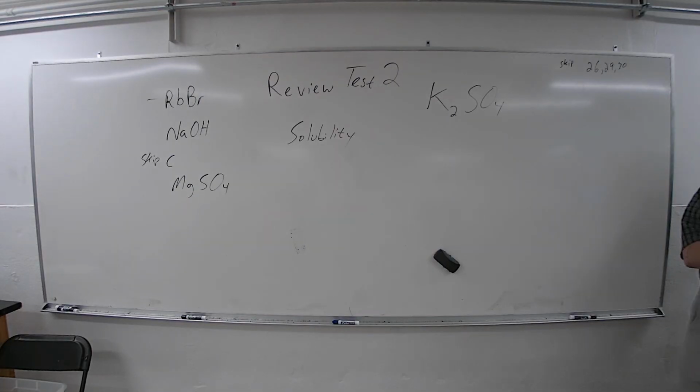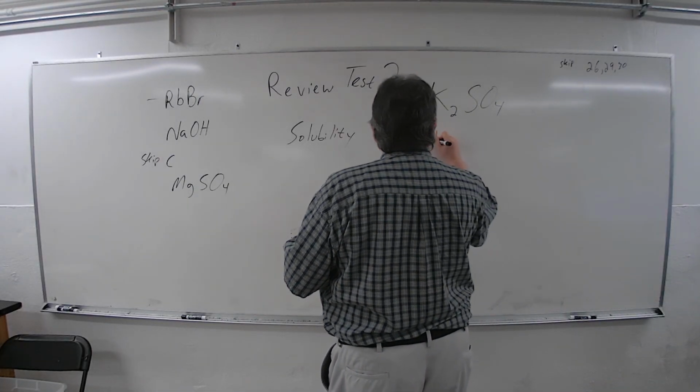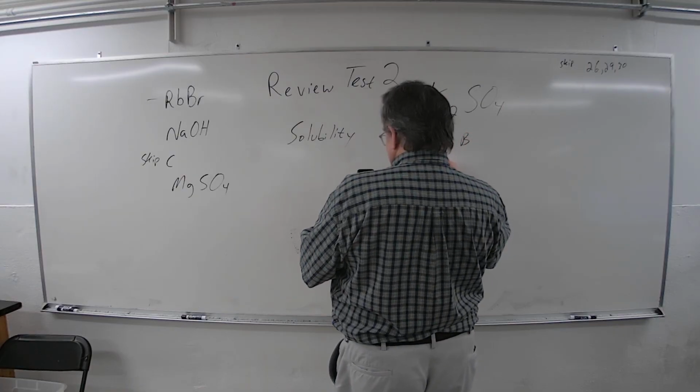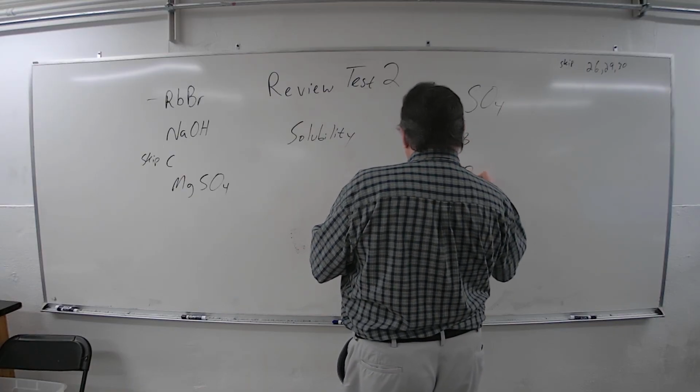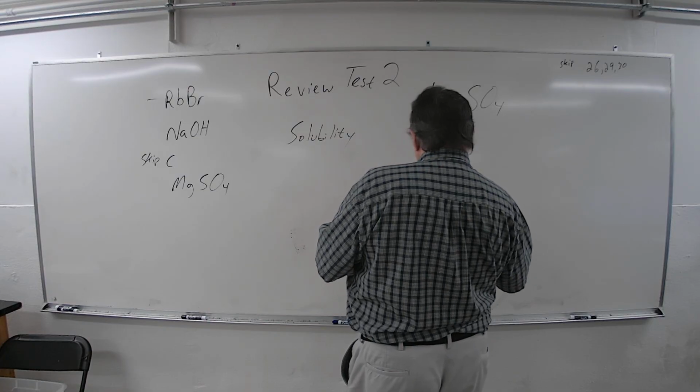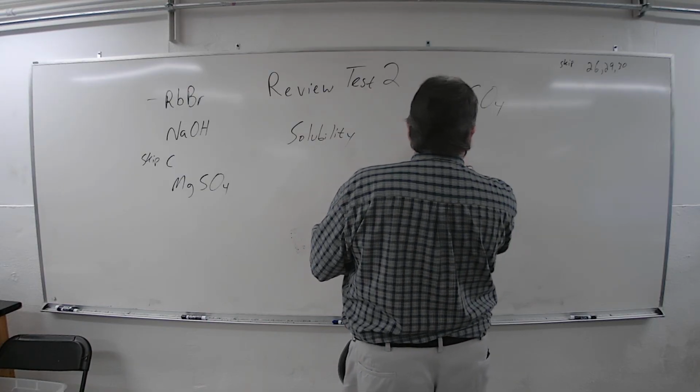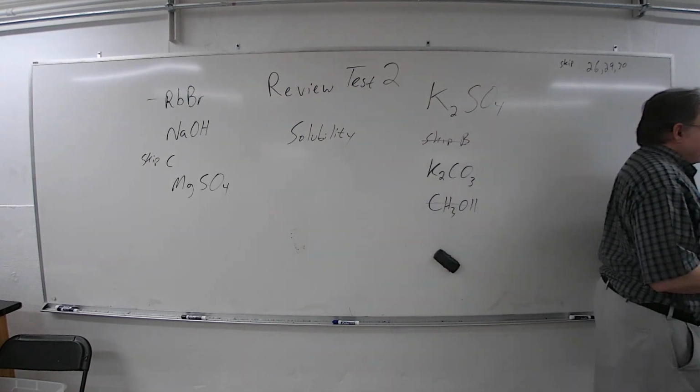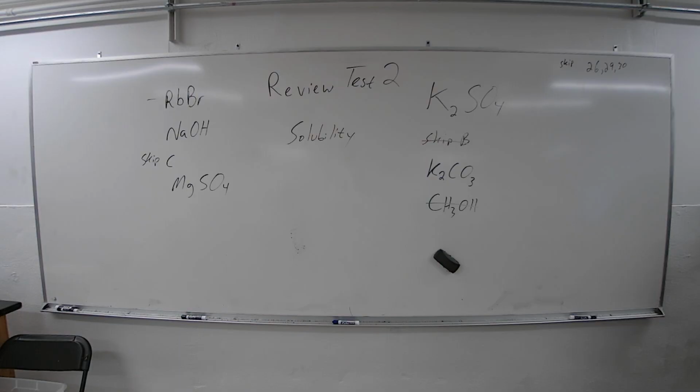K2SO4. Skip B. So K2SO4. Anything SO4 is soluble. These are the exceptions. None of these have had exceptions. There's the CO3 down here. So everything CO3 is insoluble except for these. So those are all soluble.